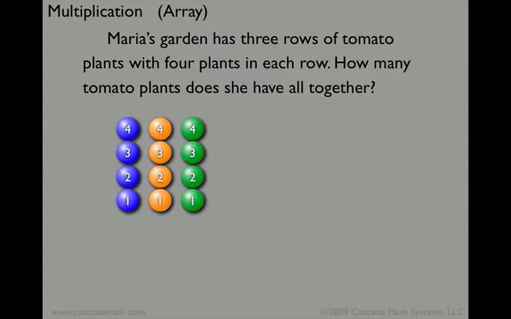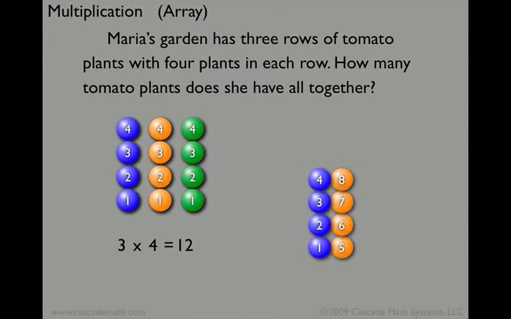Here's how I work the problem. We will multiply to get our answer and use addition to check our work. 3 times 4 equals 12. Since multiplication is repeated addition, we can use addition to check our answer. There are 3 rows of tomato plants and 4 plants in each row. Maria has 4, 8, 12 plants all together.